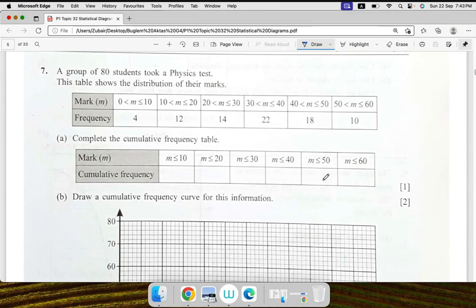A group of 80 students took a physics test. This table shows the distribution of their marks. Complete the cumulative frequency table. So how many are less than 10? How many are less than 20?